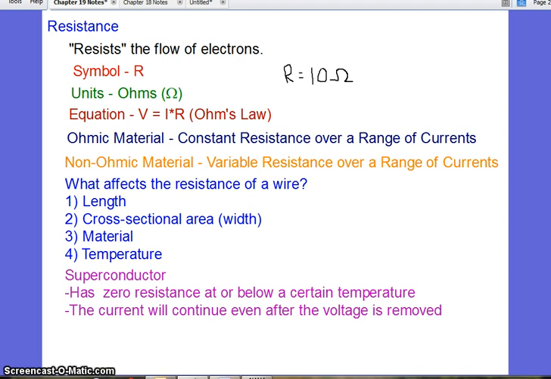Now the way that these things are related, voltage, current, and resistance, is through Ohm's law. Ohm's law says that the voltage is equal to the current times the resistance. So if I have the same resistance and I increase the voltage, that means I increase the current as well. If I have the same resistance and I decrease the voltage, I decrease the current as well. These objects that keep the same amount of resistance are called ohmic materials. An example of an ohmic material would be a resistor.